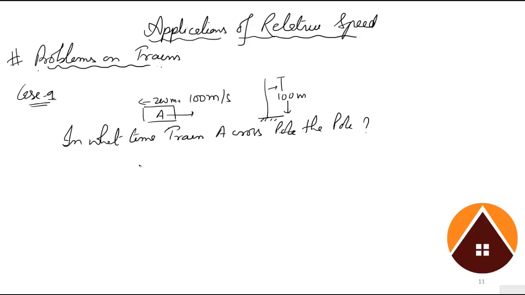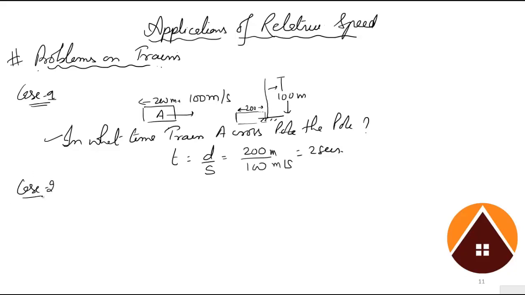Right? So what do I write? Time is distance divided by speed. Now see, the distance to be covered by the train is nothing but the length of the train. So the length of the train, because the train will come here and it has to cross its own length, which is 200 meter. So this distance will be 200 divided by the speed of the train. So speed of the train is 100 meter per second. So my answer will be 2 seconds. Right? Let me take case 2.